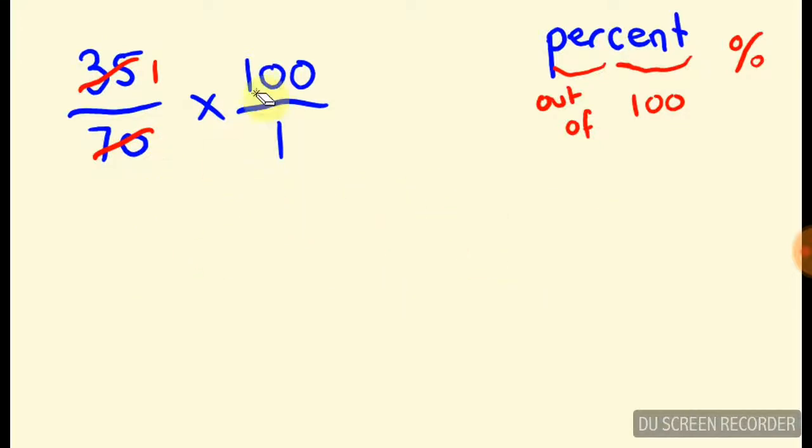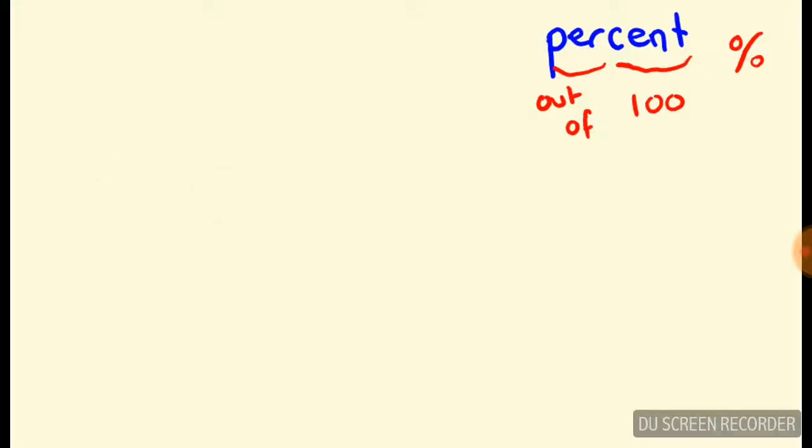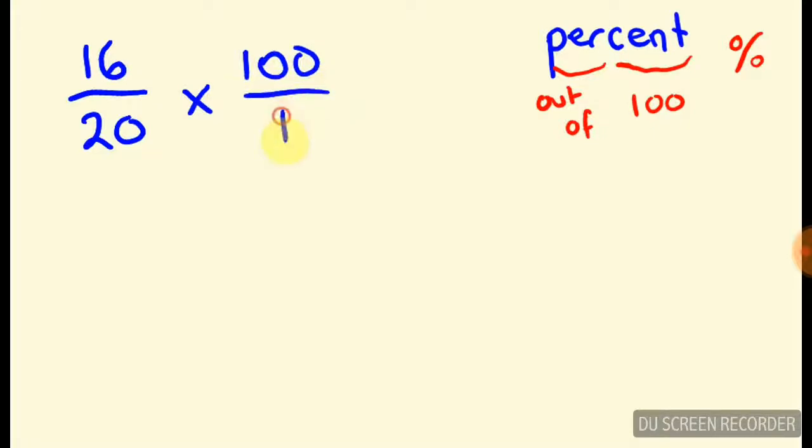So let's have a look at a couple more examples. What about we have a look at this example? A bit of a harder one this time, nothing too taxing. We're going to do 16 divided by 20. And so to turn this into a percentage, what are we going to do? We're going to times it by 100 over 1. Okay? So 16 times 100 is 1,600. We're dividing this by 20 times 1, which is 20.